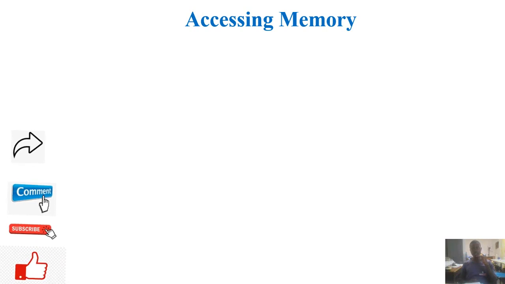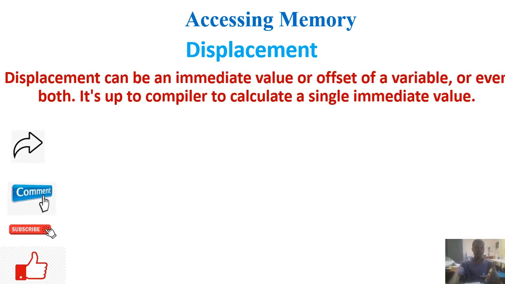Displacement is the number of steps in a direction. So if it's positive, you move in the positive direction. If it's negative, you move in the negative direction. Don't get confused. Right, so displacement, that's it. Displacement can be an immediate value or the offset of a variable, or even both, an immediate value and the offset of a variable.